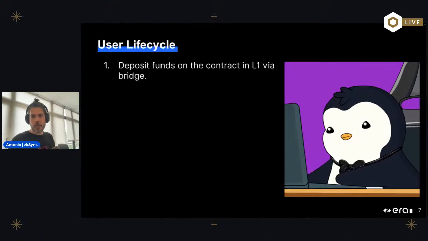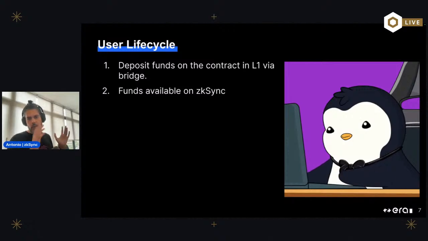So that's how it actually works. But as a user, how do you actually interact with ZkSync? So the first thing that you will do is to deposit funds in the contract in L1. And for this, you will use the official bridge or any of the third-party bridges that we support, like Orbiter or Across, for example. Then what we do is we lock those funds, be it ETH or any ERC20 token, in the contract in L1, and we mint them in the layer 2 in ZkSync. So now your funds are available on ZkSync. Now you can interact with any app deployed on ZkSync.